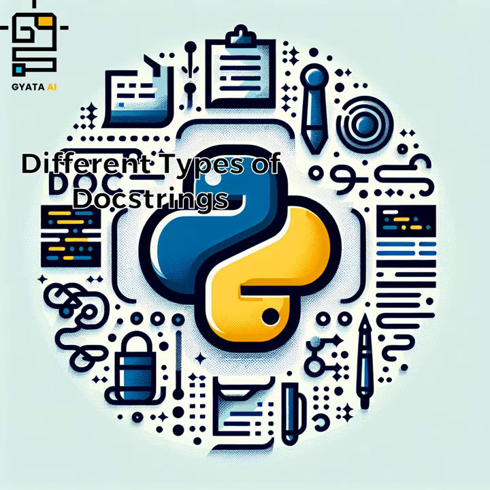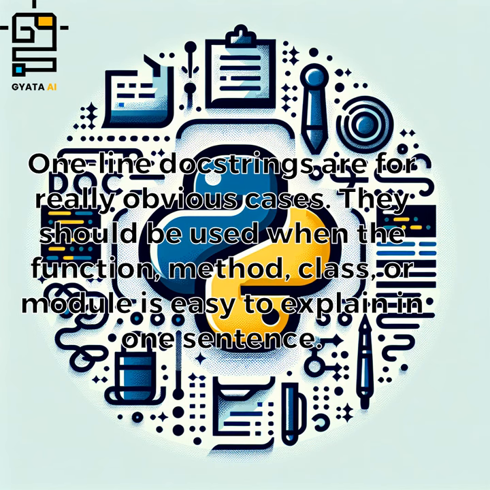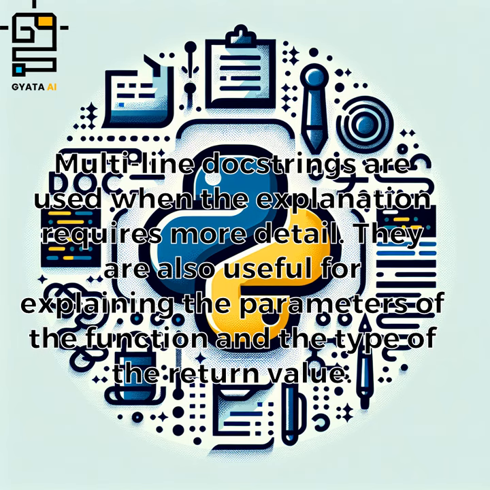Different types of docstrings. There are 2 types of docstrings: one-line docstrings and multi-line docstrings. One-line docstrings are for really obvious cases. They should be used when the function, method, class, or module is easy to explain in one sentence. Multi-line docstrings are used when the explanation requires more detail. They are also useful for explaining the parameters of the function and the type of the return value.